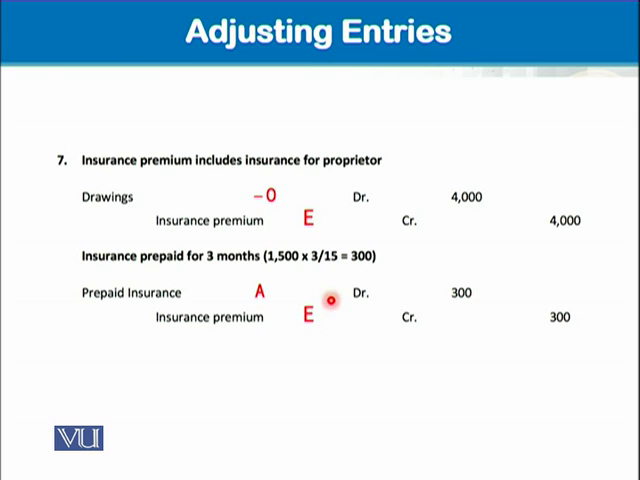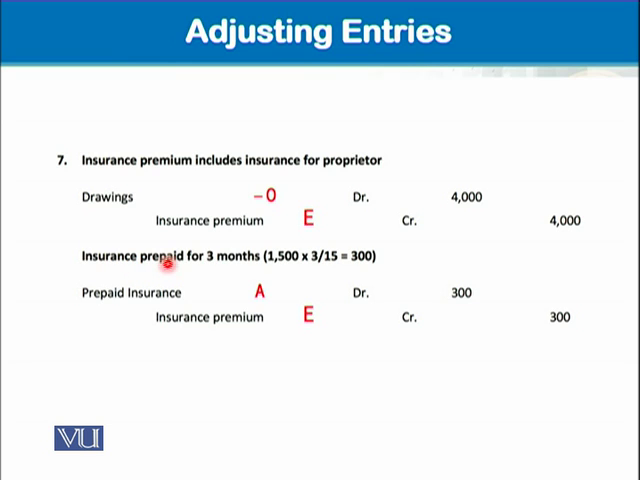Great. So next comes insurance premium. Insurance premium includes insurance for the proprietor, number 1, and then 3 months insurance is prepaid. So the insurance premium that includes the part belonging to the proprietor will be taken out from the insurance premium by giving credit to insurance premium. This is minus E, put minus here. And drawings will be debited. So drawings debit and insurance premium credit. This will be subtracted from insurance premium 4,000 and it will be taken to the drawings.